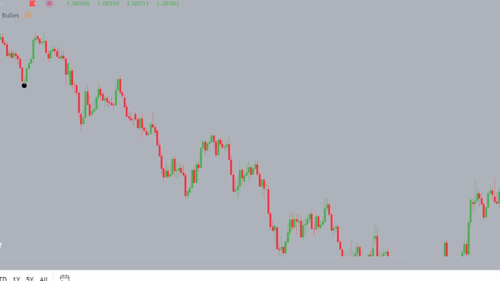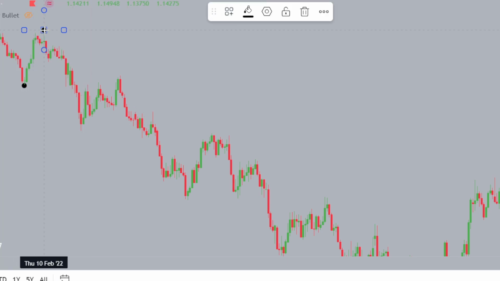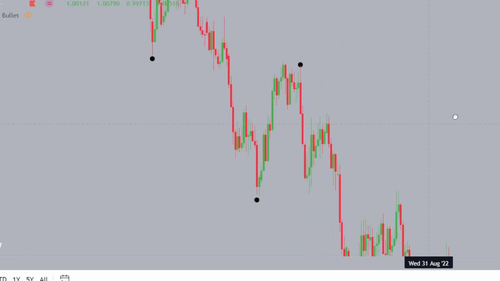Now from here, what do we do? This is how I mark out my euro dollar structure. We have a structural high, structural low, structural high, structural low, structural high. Now I'm going to stop here for 1 second. A lot of people might ask me, oh, liquid FX, why didn't you do this?